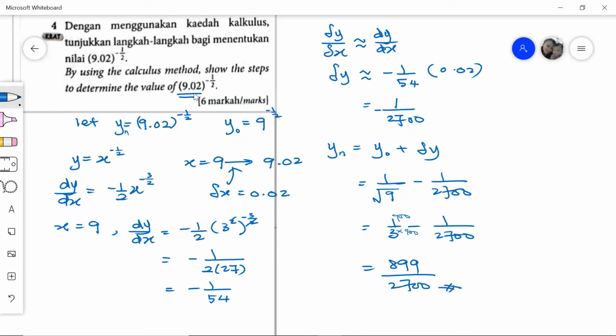I will leave my answer in fraction form because it is the exact value rather than changing to decimal and rounding it off to the nearest value. So I just leave my answer in the exact value. That's it for question number 4.